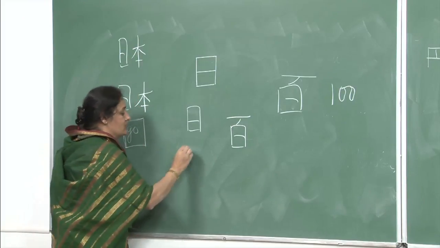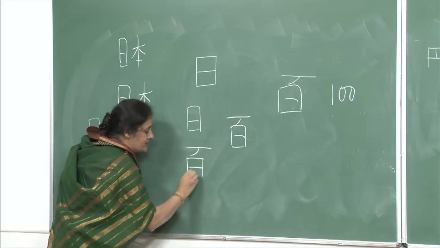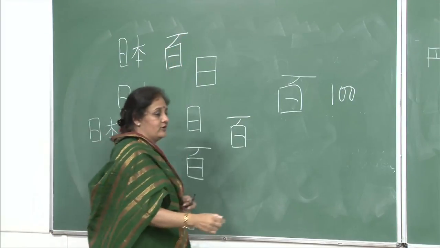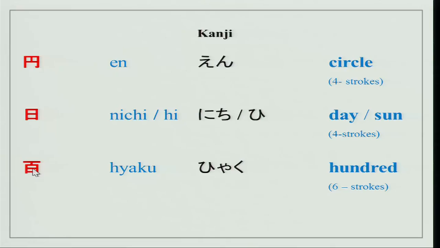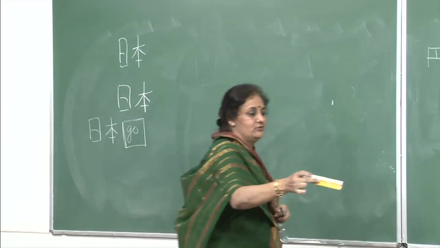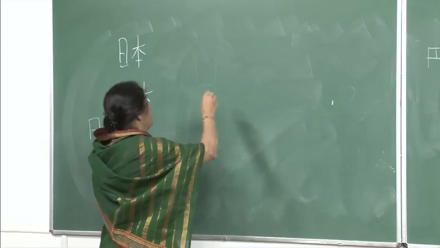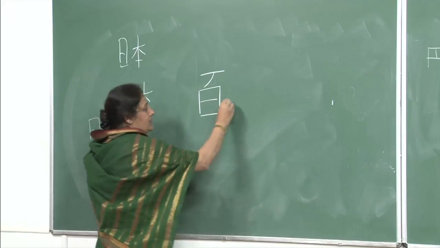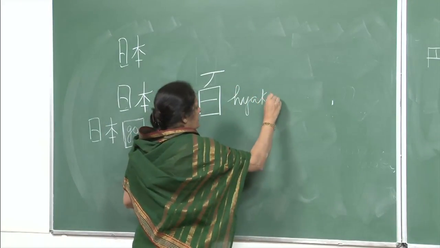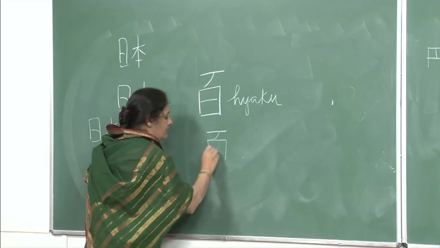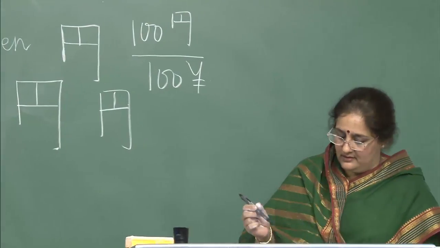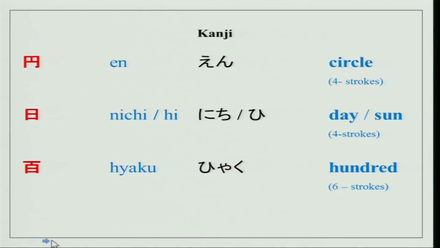Of course, the stroke order is not like this; the stroke order is like this. This is the proper stroke order. So, please remember this stroke order for hyaku. Hyaku means 100. This part was just for you to learn. 1, 2, 3, 4, 5 and 6. This is hyaku. Once again, hyaku. So, these are the three characters that we are going to do today.